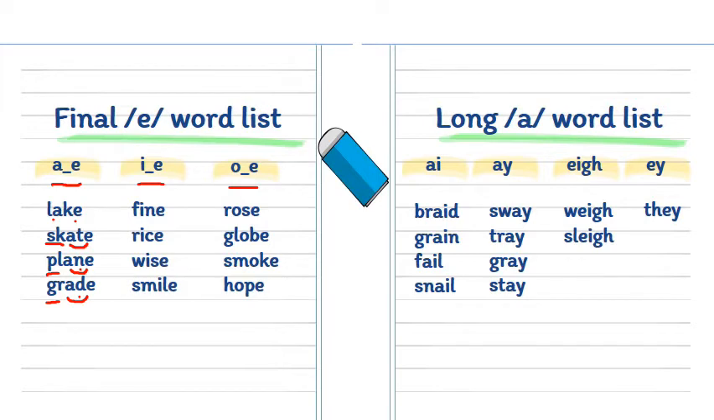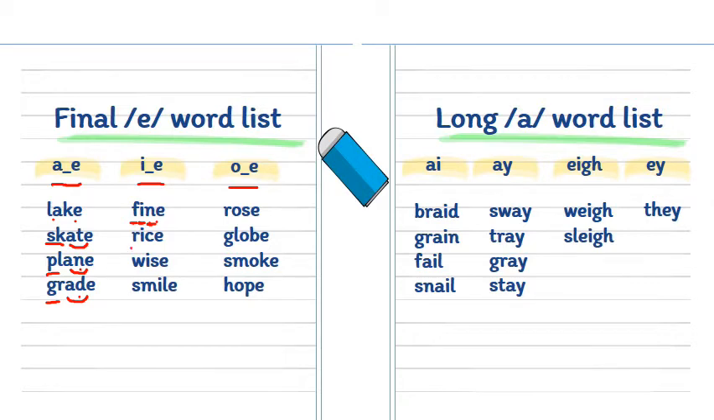Now with the long I, I say the word fine, f-i-n. So n is the ending sound. It's not the last letter, but it is the last sound. The beginning sound is f, and the middle sound is I. In order to make the sound I need the final E at the end. And the last sound is N, fine.